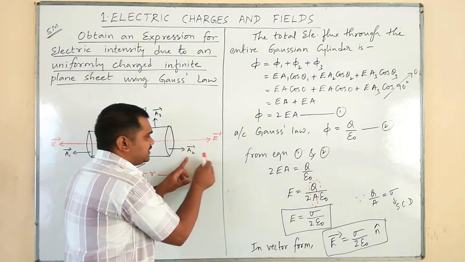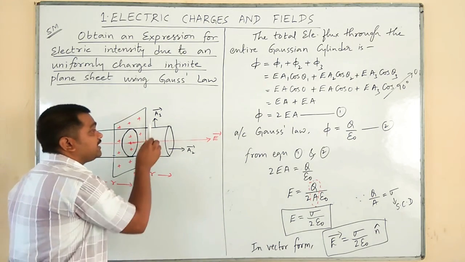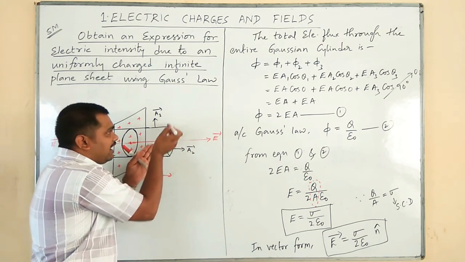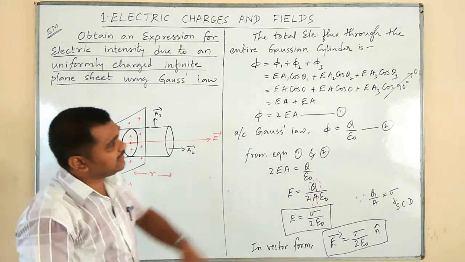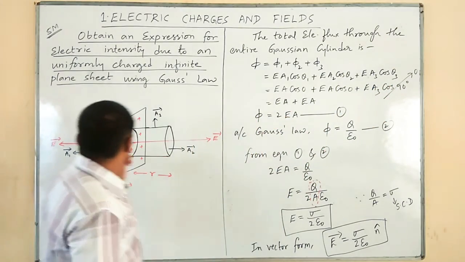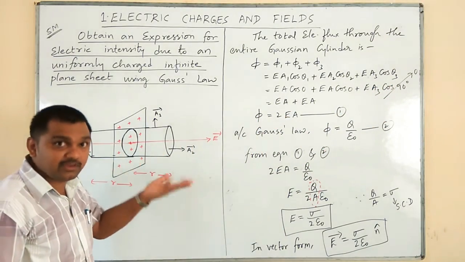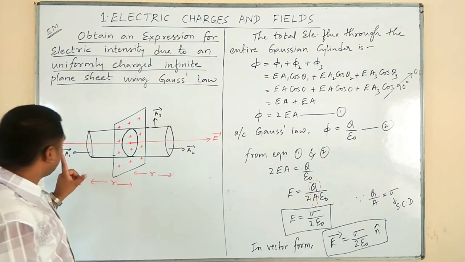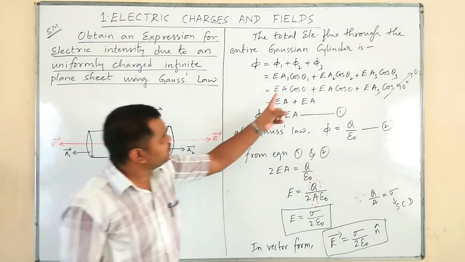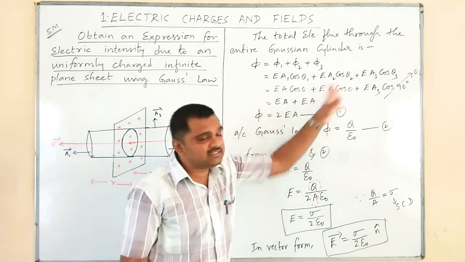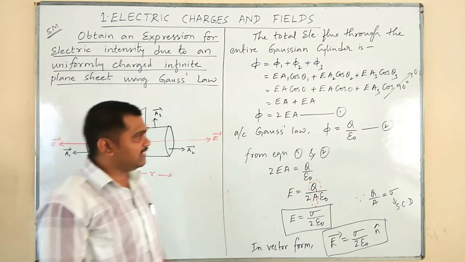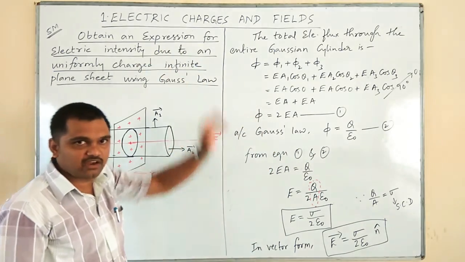Here also 0 degree, but here A3 is along this direction, E is along this direction. So angle between them will become 90, so cos theta 3 becomes 0. Since both the flat surfaces are having same areas, I have called them A1 is equal to A2 is equal to A. Therefore, it becomes EA cos 0 plus EA cos 0, EA plus EA, which is 2EA. So this is the second rule I have followed.